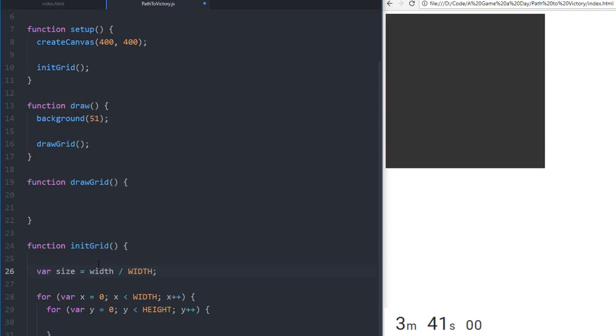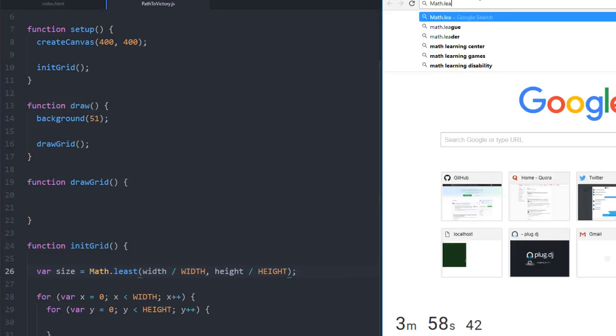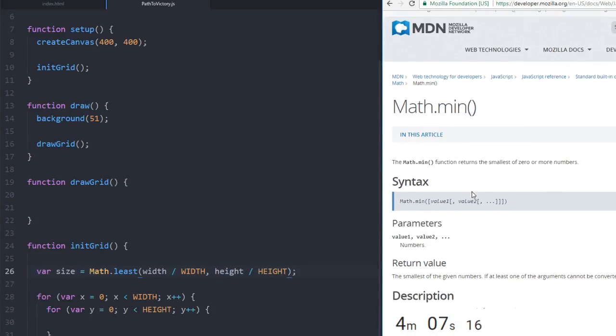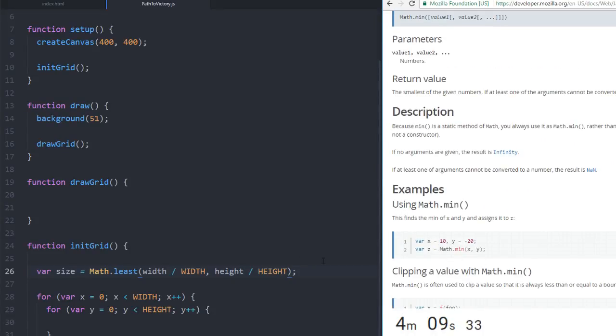Whichever is less than. Math.least, height over height. Can I do math.least? JavaScript, math.min, okay, and it'll return the lowest value. Min, there we go.